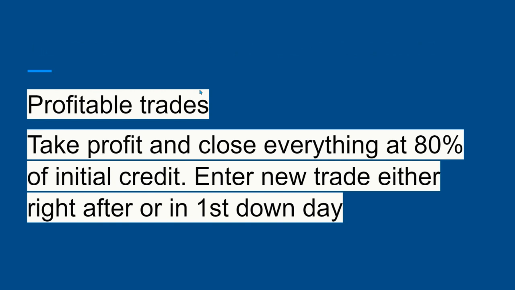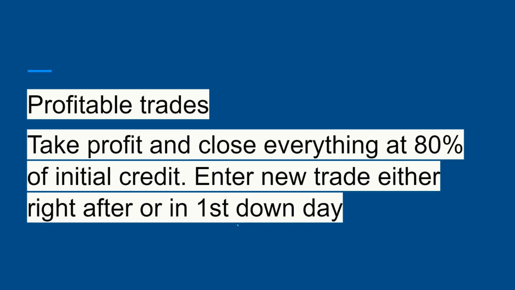Now, how do you manage these? If it's a profitable trade, I think a good rule of thumb would be to take profit and close everything at about 80% of initial credit. If it's way higher, you could actually let it go to expiration if you want. But I think taking 80% or so and then entering a new trade either right after that, or if you see a down day and then implement your money in a new position might be beneficial at that point.